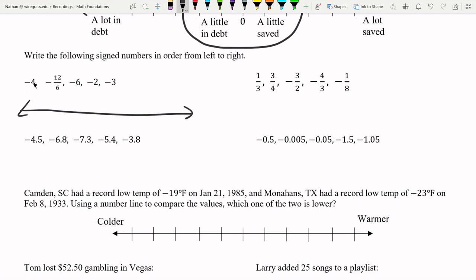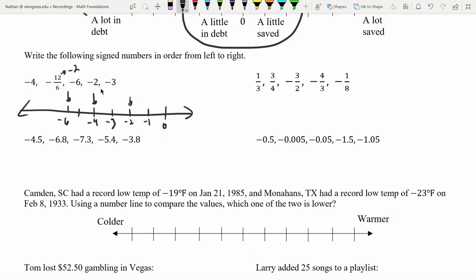We have here negative 4. So I'm going to put, these all be negative. So I'm going to put 0 here. Negative 1, negative 2, negative 3, negative 4. That one's right here. Then negative 12 over 6 was the same thing as negative 2, right? 12 divided by 6 is 2. So negative of that would be negative 2. That's right here. Negative 6 is right here.